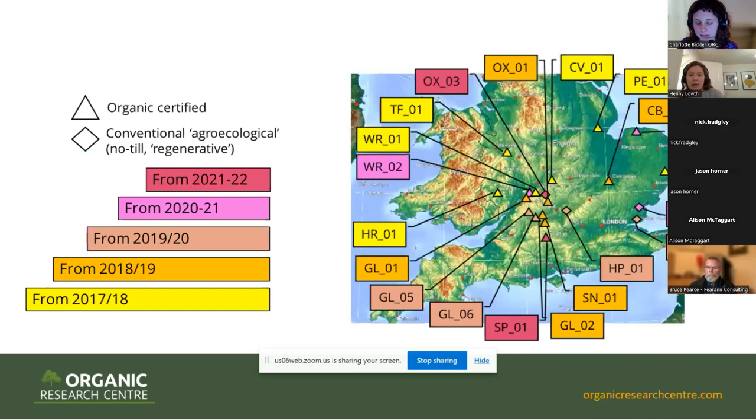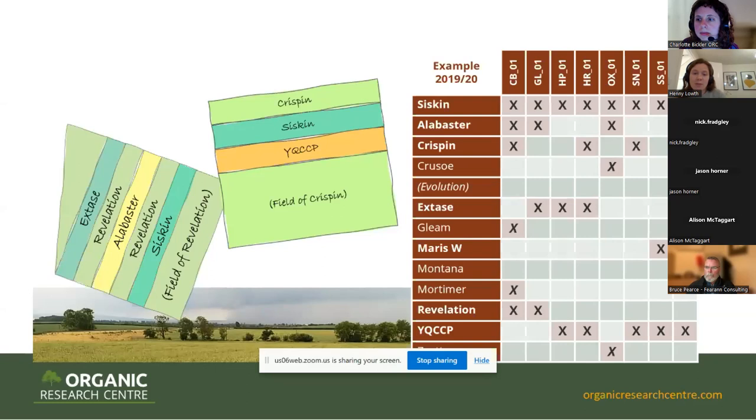So this gives you an overview and an idea of the farm network over which the trials were carried out, across England. And this gives you an idea of the experimental design from the project. These were field scale trials, so they were carried out in strips of the field rather than plot scale trials. And on the right here, you have an idea of some of the varieties that we were testing. We were mostly looking at modern varieties, but we also included some heritage varieties like Maris Widgeon and YQ-CCP, the population. We used Siskin as a control variety. This variety was present across all of the trial farms.